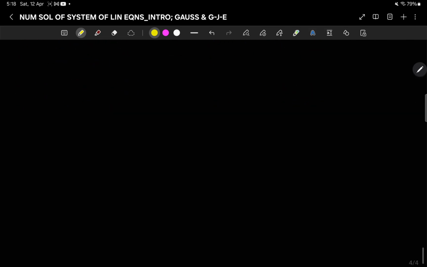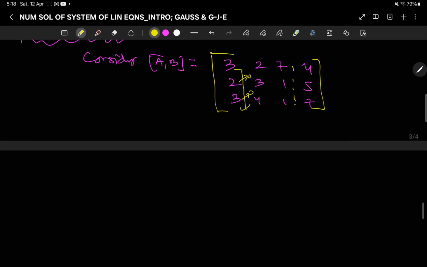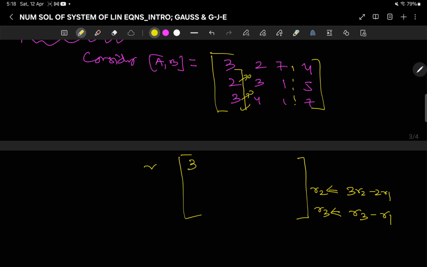So the first step is the same here. You adopt the same operation here: R2 is replaced by 3R2 minus 2R1, and R3 is replaced by R3 minus R1. Here the first row remains the same, 3 2 7, and it is 4. The second row becomes 0, and the third row 0 0, and the calculation is 5 minus 11, and it is 7, it is 2 minus 6 and 3.